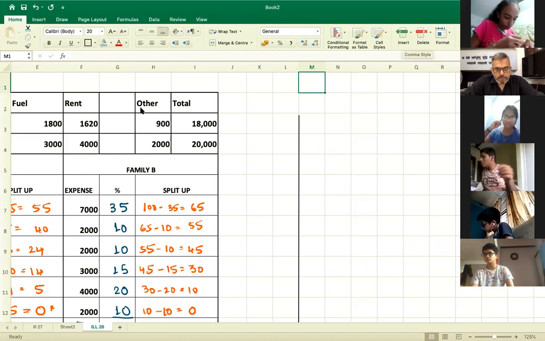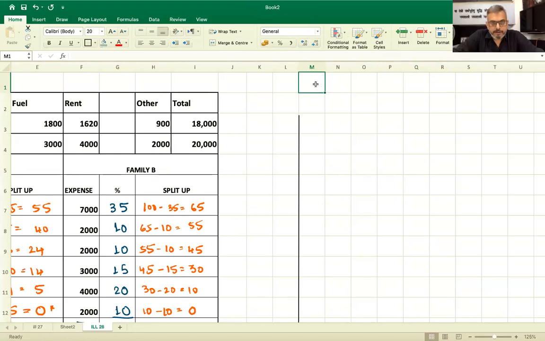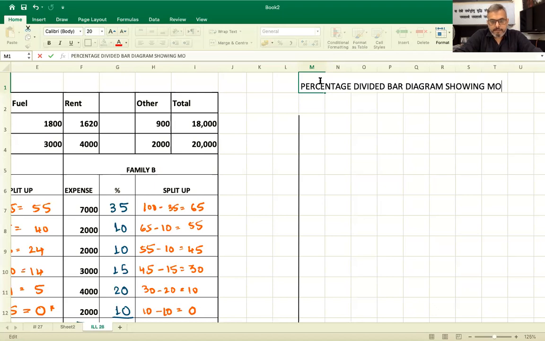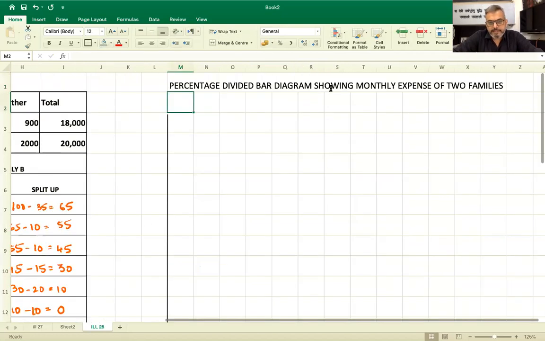Okay. Now let's write the heading. लिखो heading: percentage divided bar diagram showing monthly expense of two families. Extremely important heading. Don't forget the heading in the exam.